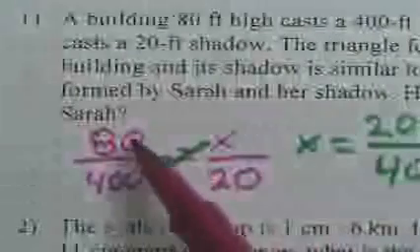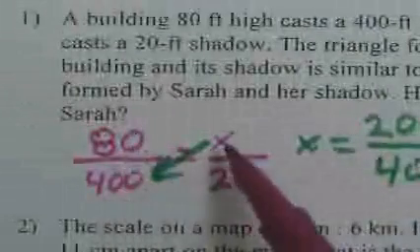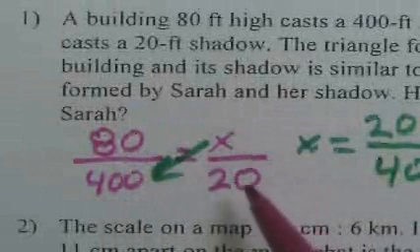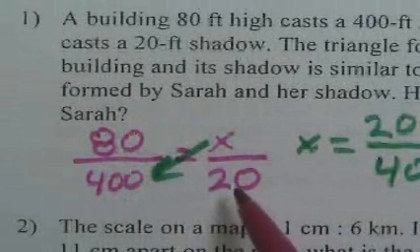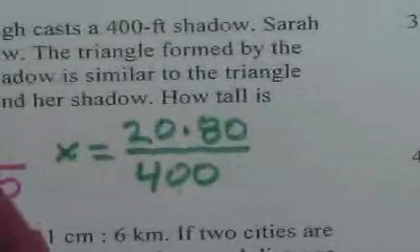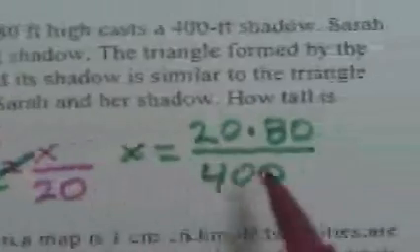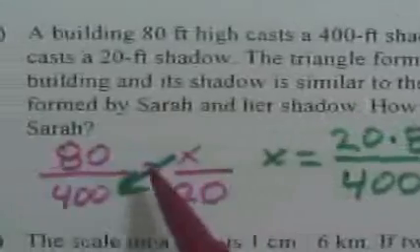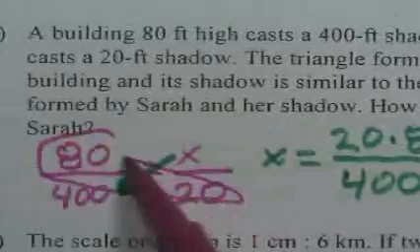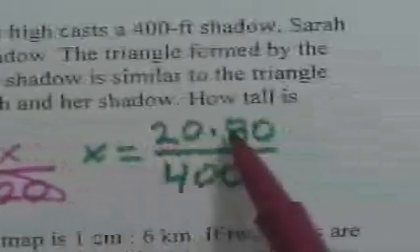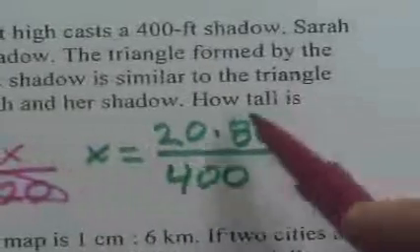Number 1, we have an 80-foot building with a 400-foot shadow. We don't know how tall Sarah is, but she casts a 20-foot shadow. To isolate x, the number diagonal from x goes on the bottom, so 400 goes in the very bottom. The other two numbers go on top, 20 and 80. Okay, you can reduce from there.